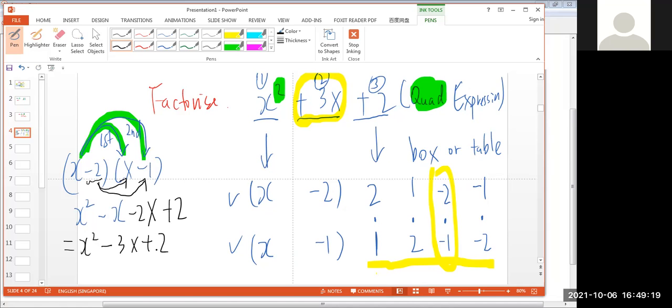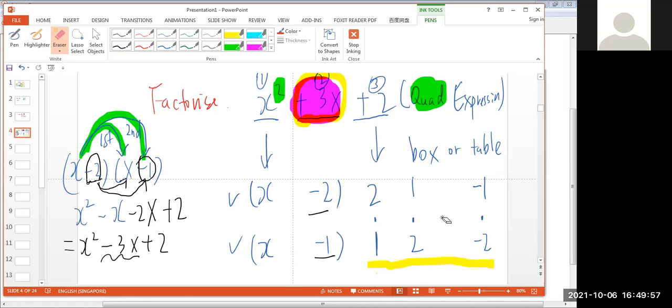And then you will see that if you pick minus 2 and minus 1 here, you will end up with minus 3x. But the question wants you to have plus 3x, right? Can you see here? So that means minus 2 and minus 1 cannot. So that means this one cannot give you what the question wants. So you eliminate this. So you eliminate this combination.